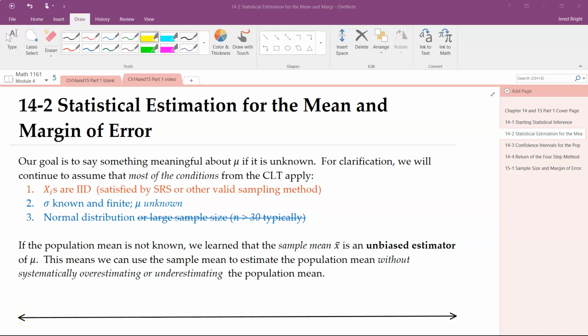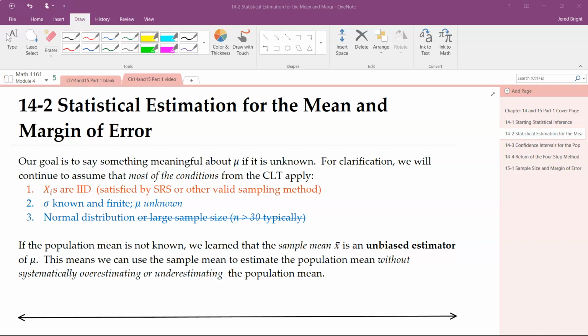As a reminder, our context is we want to say something about the unknown population mean mu. And we're also assuming that most of the conditions from the CLT are met. So we have those IID samples, we have a known and finite population standard deviation sigma, and for simplicity, we're going to work in the case where the observations that we draw are from a population that's normally distributed. We will satisfy, at least in the examples we see, the case of n being greater than 30, but we'll just work with that normal distribution.